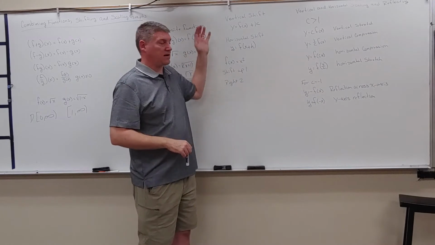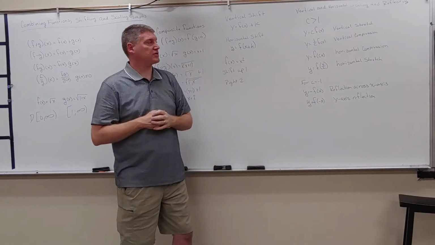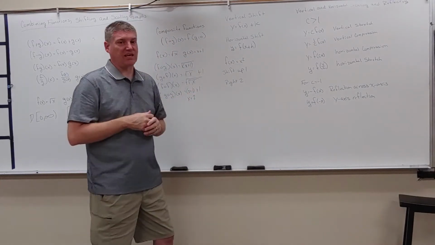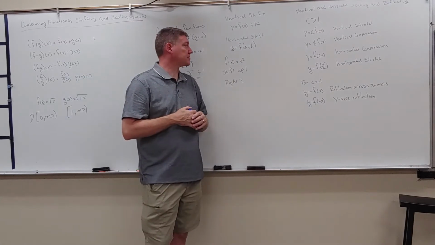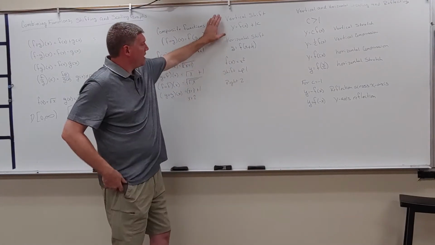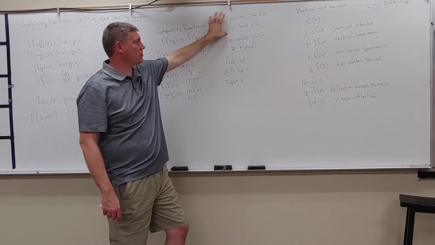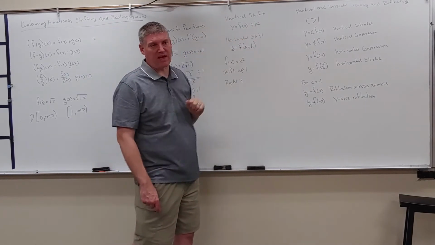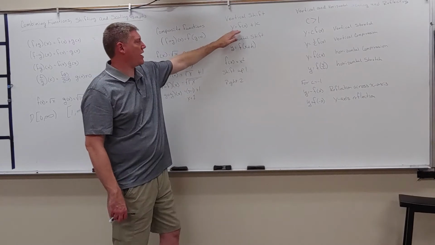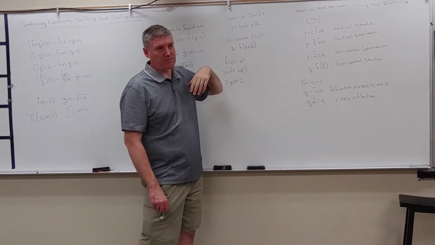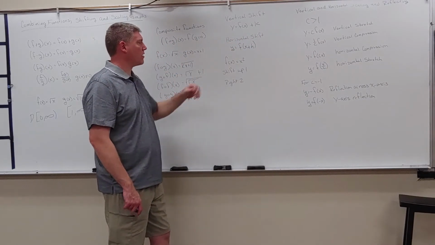Now we're going to look at shifting and scaling our graphs. So if I have a vertical shift, I'm going to add on the outside of the f of x. So y equals f of x plus k. That's going to shift me up and down.